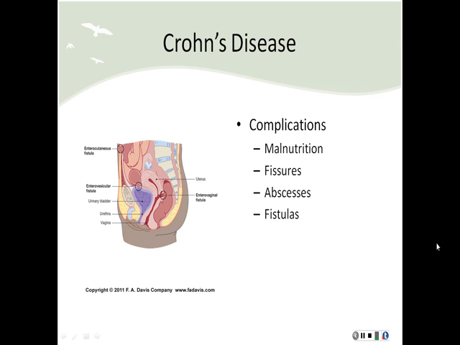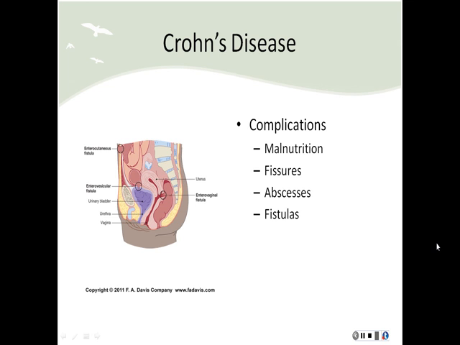Fissures are these abnormal tracts or ulcers. Fistulas are abnormal connections between structures. Here in this picture, you can see examples of several different fistulas. To look at this a little bit bigger, you can look at the picture in your book.